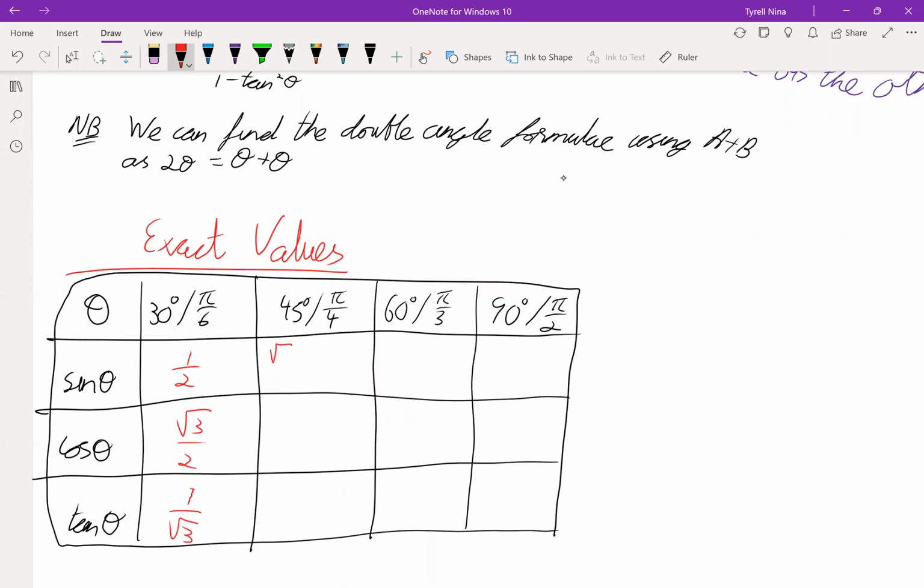But now you'll get root 2 over 2, 1 over root 2, and so on. Some calculators don't give you surd form, you get a decimal all the time. Even some of the calculators don't return that root value.